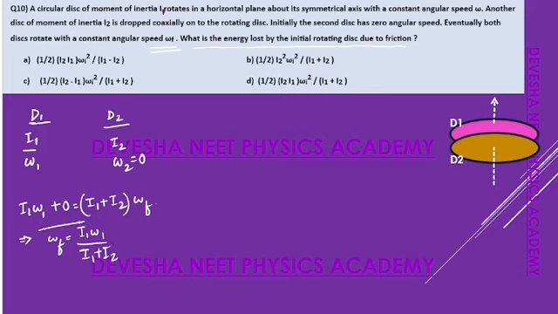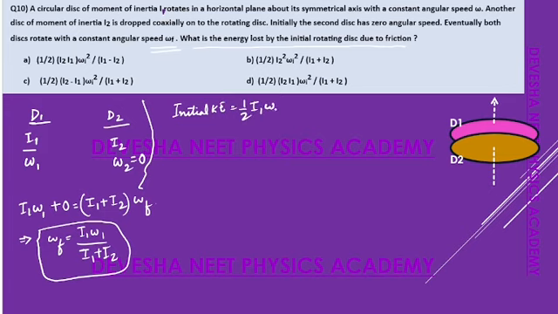So let's remember this now. We need to find out the energy lost by the initial rotating disk due to the friction. This is kinetic energy, because the first disk was rotating with a certain rotational kinetic energy, but on coming in contact with the second disk, due to friction, the angular speed would have reduced. So the initial kinetic energy was equal to half into I1 into W1 square.